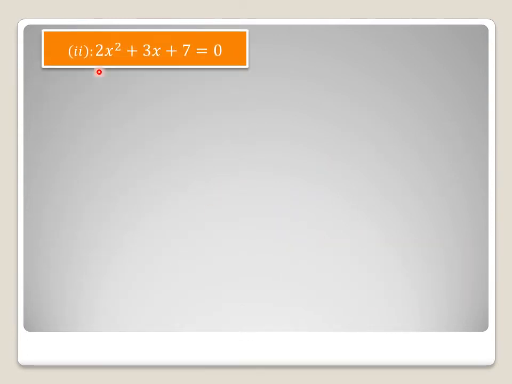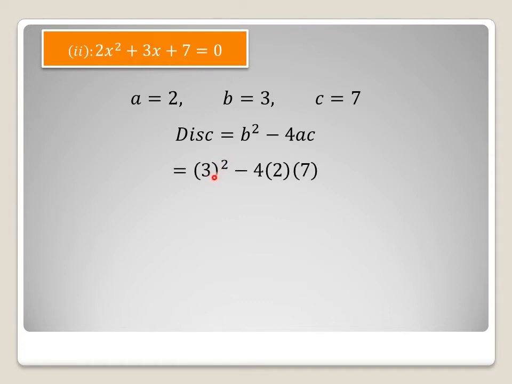Part 2 of question number 2 is 2x squared plus 3x plus 7. The coefficient of x squared is 2, it will be a. The coefficient of x is 3, it will be b, and the constant term is 7, it will be c. Applying the discriminant, b squared minus 4ac, we get 3 squared minus 4 into 2 into 7. Multiplying it, we get minus 47.